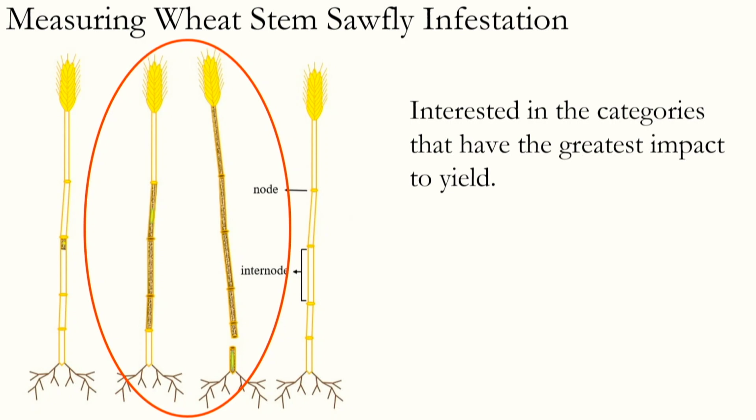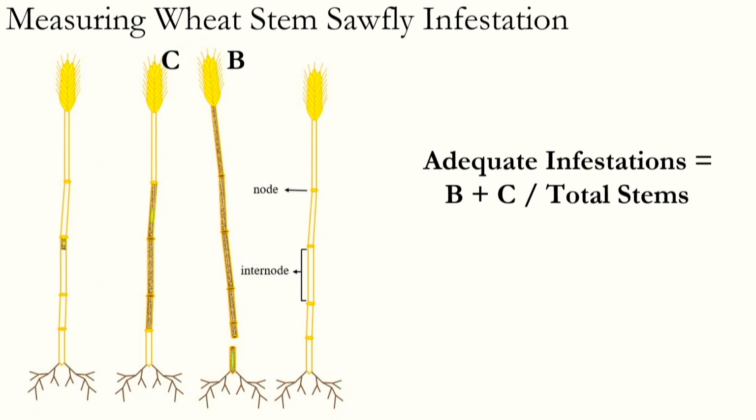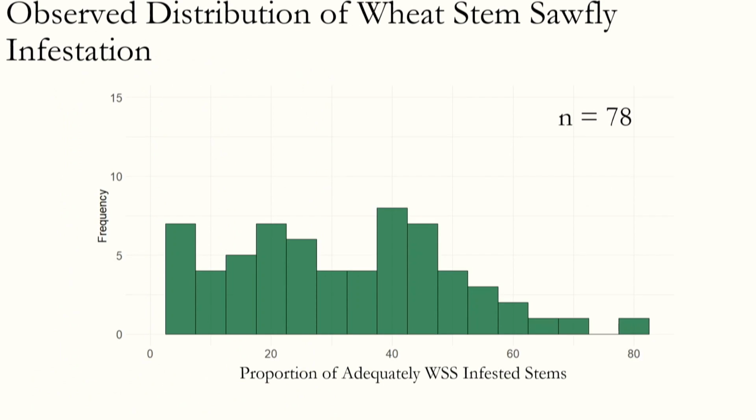So we were most interested in the most damaging forms of infestation, and in this paper we called it adequate infestations, which was the proportion of stems that had multiple nodes burrowed through or were cut, divided by that total number of stems. And so when we look at how this played out across all the samples in our experiment, we get observations across this gradient, where we have some with 0 infestation, some with lower levels, and then you'll notice we didn't get too many above 50% infestation, and that's just due to the difficulty presented in actually getting all your tillers infested in the greenhouse.